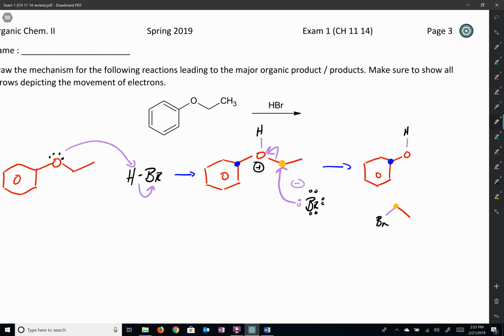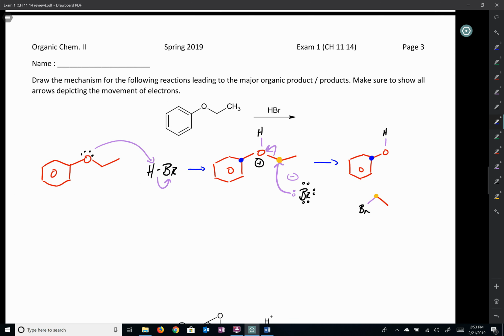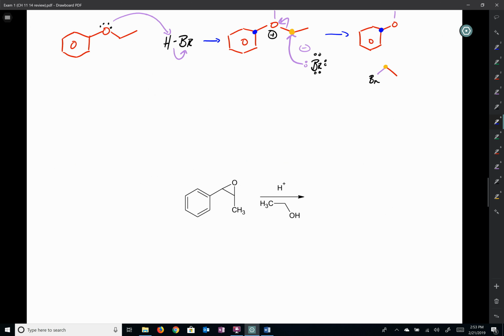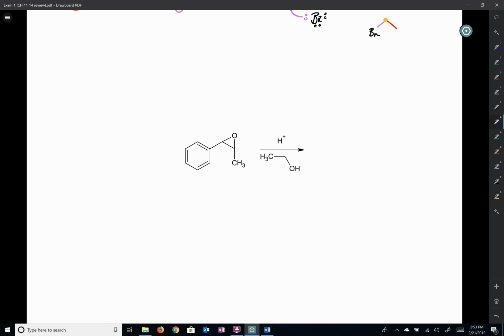Okay, so simple, right? This is an acid catalyzed cleavage of an ether. If we didn't have that aromatic ring right there attached to the ether, then we could have gone through another equivalent of this. Okie dokie. Now we've got acidic conditions and an epoxide. So this is going to be similar to what we saw in the previous video, where we walked through a mechanism with acid catalyzed ring opening.